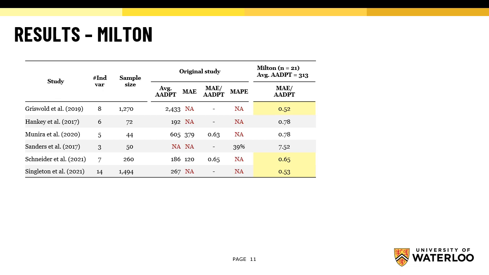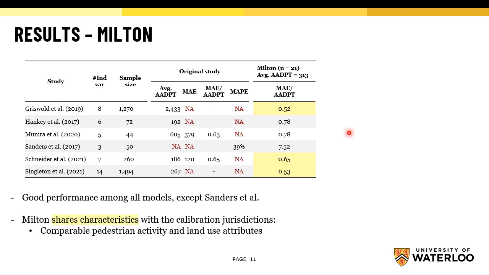For Milton, we observed a very reasonable and good performance among all models, except for the model of Sanders. It was expected because Sanders uses only three independent variables. Milton shares characteristics with the calibration jurisdictions, as we saw before, and it has comparable pedestrian activity and land use attributes, and that's why we believe that the transferability was adequate for Milton.